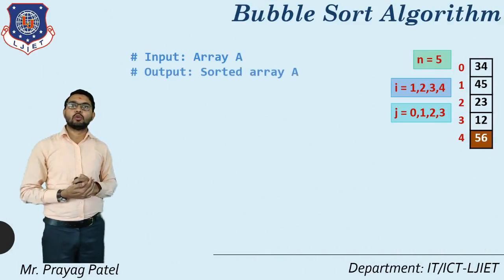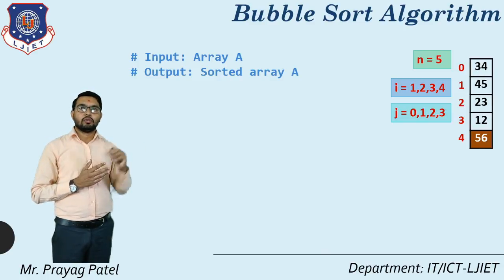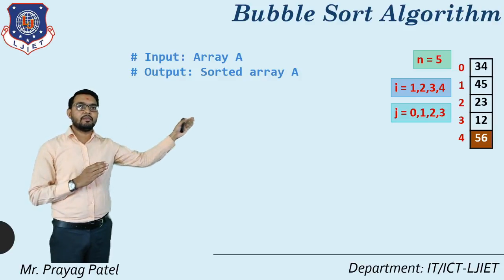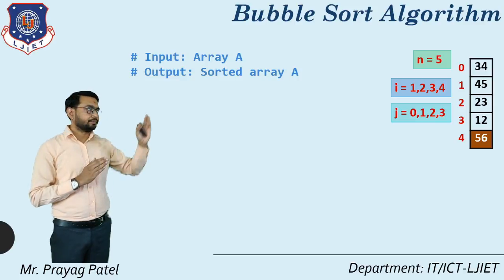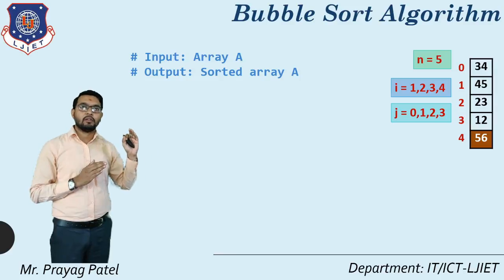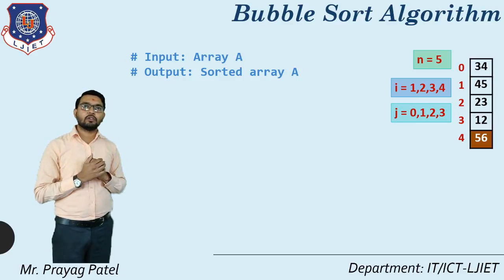Now consider the algorithm for the bubble sort method. Now we already understand one example of the bubble sort. Here, for understanding purposes, we consider the same example and consider the array as 34, 45, 23, 12 and 56. Now n equals 5 because there are a total of 5 elements.